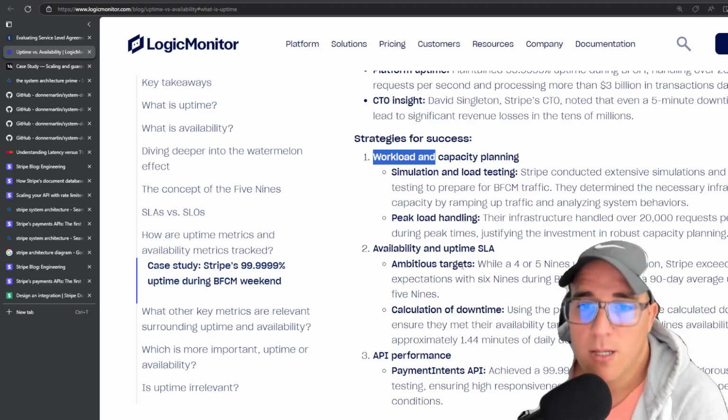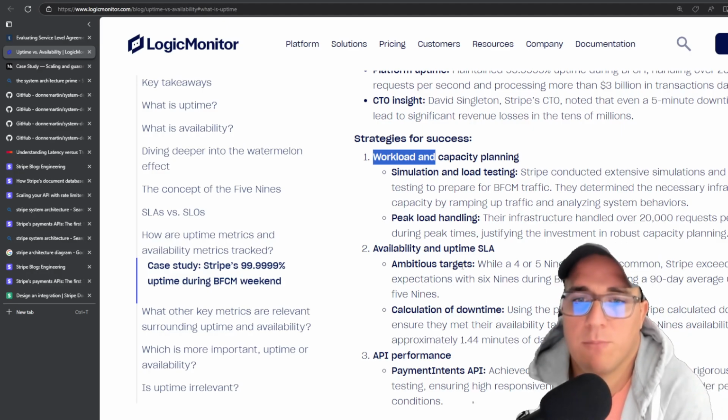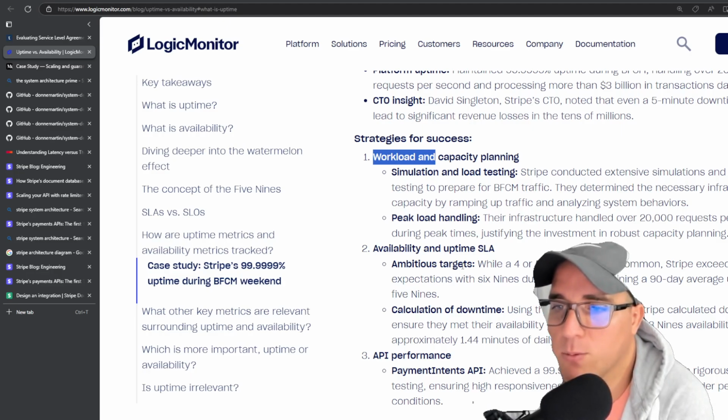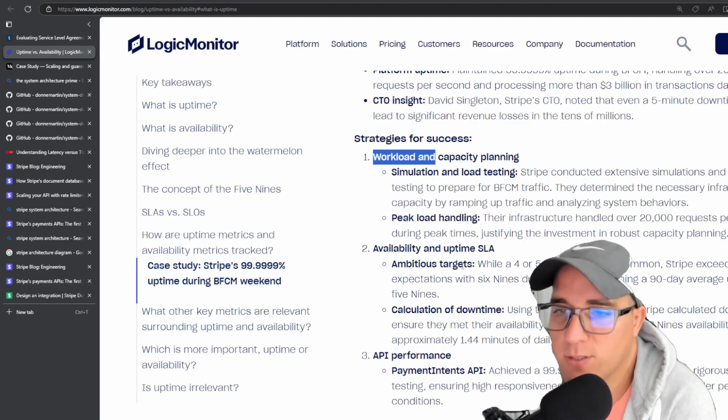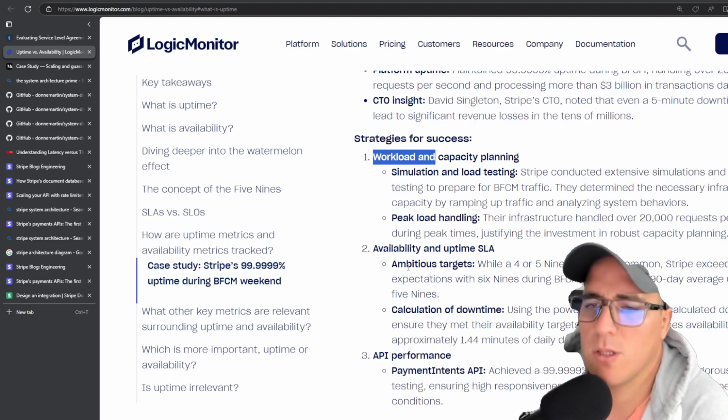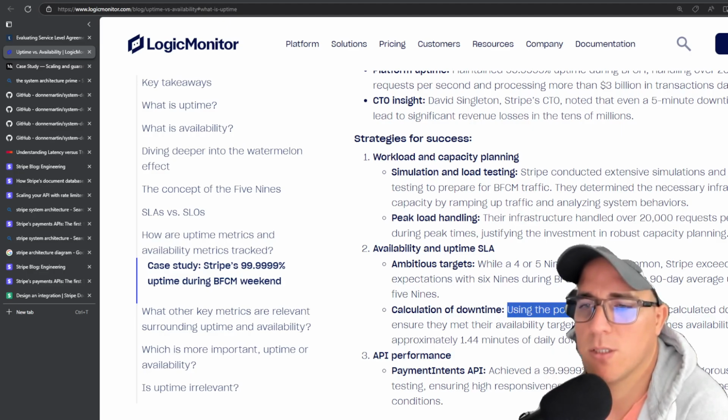Okay. Availability and uptime SLAs, ambitious targets. While 4 or 5 nines of uptime is common, Stripe exceeded expectations with 6 nines during BFCM, maintaining a 90-day average uptime of 5 nines. Calculation of downtime: using the power of 10 trick, Stripe calculated downtime to ensure they met their availability target. For example, 3 nines availability results in approximately 1.44 minutes of daily downtime. Okay, I don't know what the power of 10 trick is. I have to read about it.